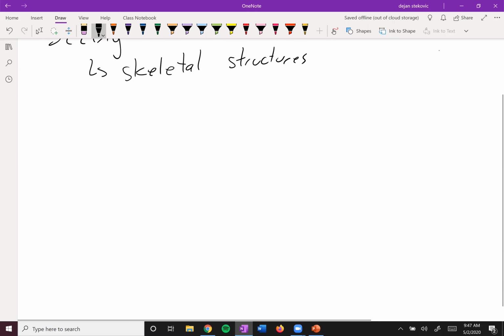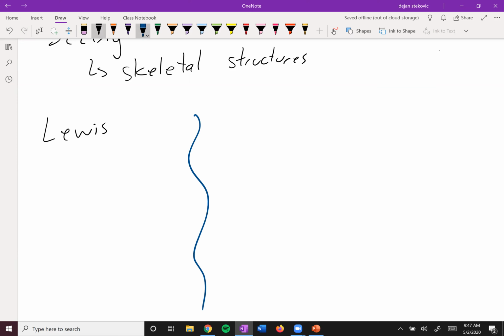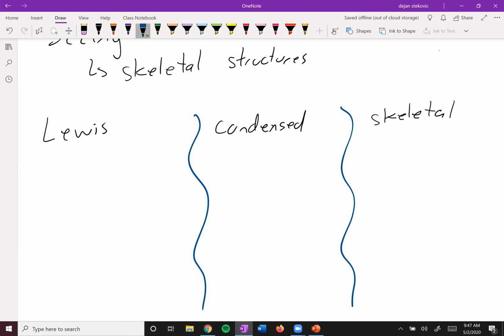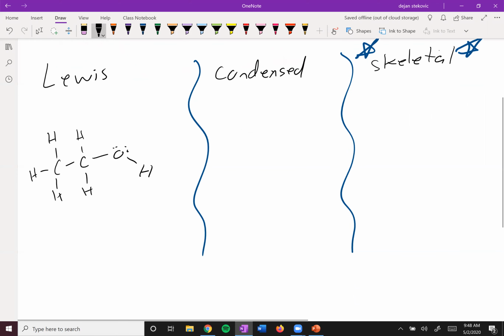So let's take a first look at some kind of structure that you knew, Lewis structures. And then we'll move into condensed structures. And then finally, where we want to end up and what we'll use for most of the time, skeletal structures. So let's draw the Lewis structure of ethanol, otherwise known as the alcohol that you drink, right? So it's a CH3, and then a CH2, and then an OH, right? So there's that guy right there.